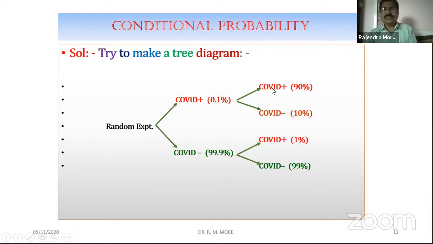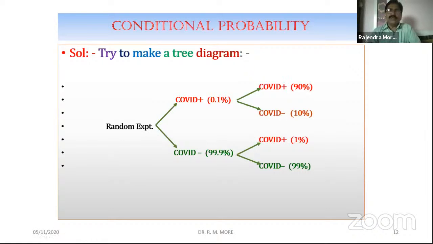But what is happening in the case of these persons? 90% people are detected as COVID positive. 10% people are not detected, though they have COVID. And in the second branch, 1% people are unfortunately detected as COVID positive, though they are not suffering from COVID, as per the pathology lab. And 99% are reported COVID negative. Now if any person is selected and the pathology lab says he is COVID positive, then we find the probability that he actually has COVID.